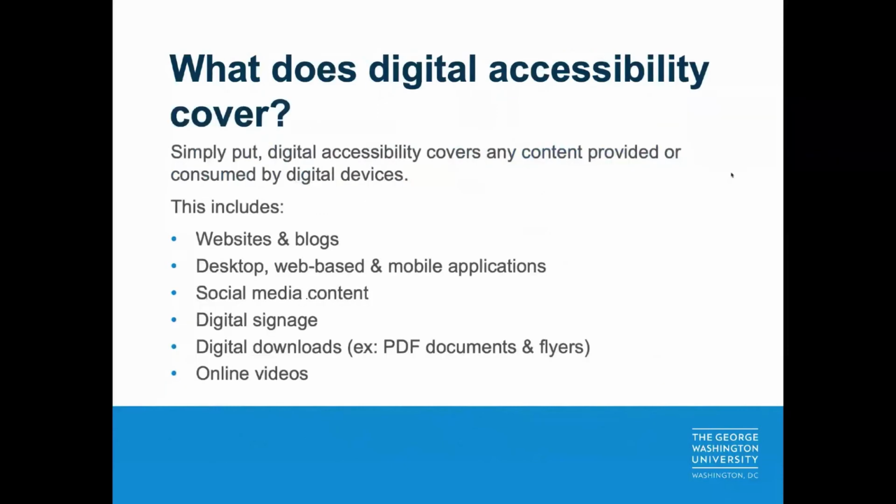So what does digital accessibility cover? Basically, in this day and age, it covers just about everything that you're going to encounter. So anything that is used to provide or consume digital information is covered by digital accessibility. So websites and blogs, applications for desktop, web, and mobile, social media content, digital signage, digital downloads. We love our PDF documents and flyers. Those are covered by digital accessibility, and online videos. All of those things are covered by the compliance requirements for digital content.